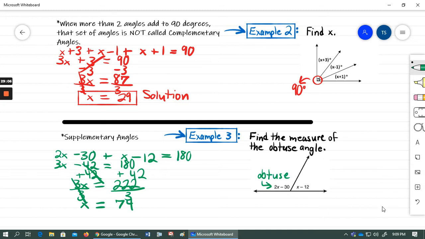Now, folks, we're not done. Why are we not done? Because they didn't ask us to find x. They asked us to find the measure of the obtuse angle. All right, so we got to find what they asked us to find.